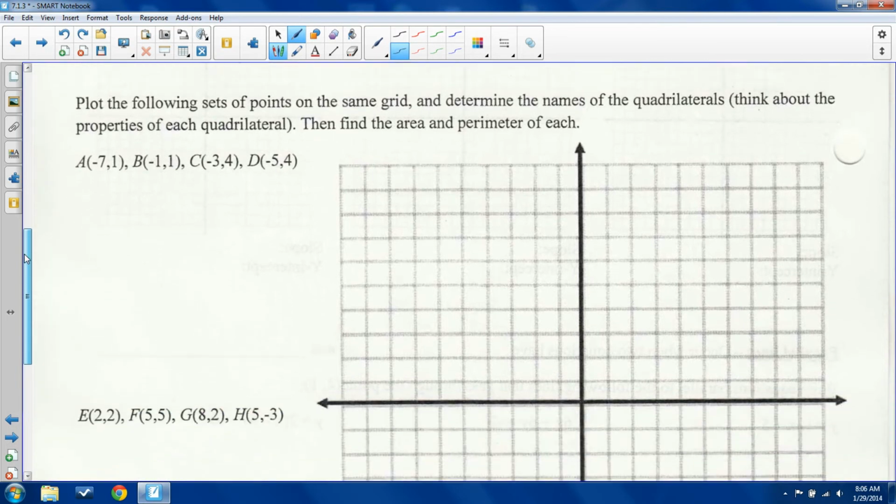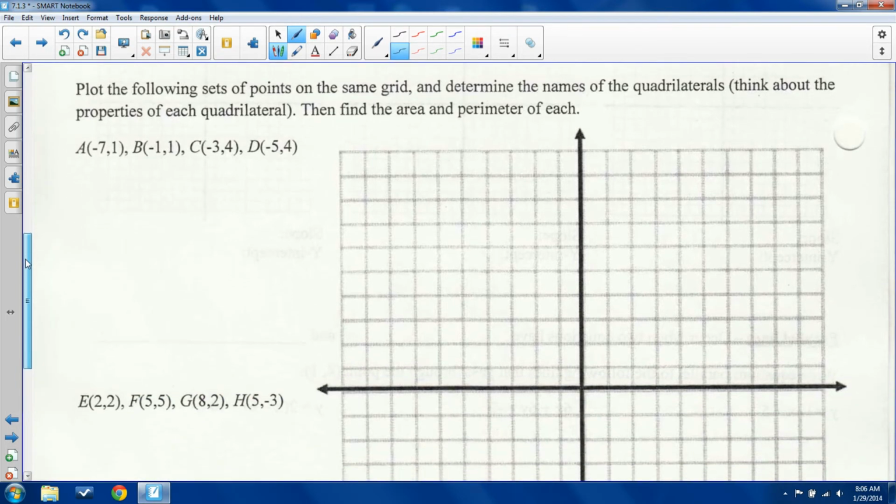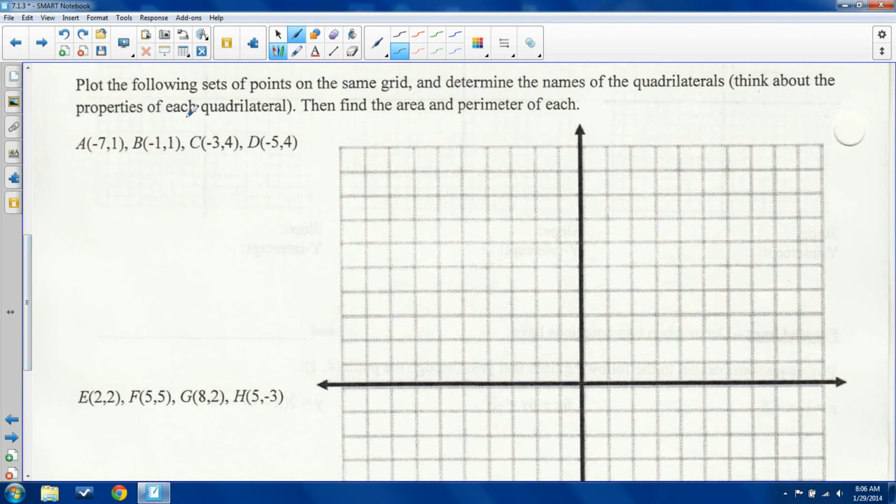Plot the following sets of points on the same grid and determine the names of the quadrilaterals. So we have to know the properties of these to know what kind of name it has. Then find the area and perimeter of each. I'm going to go ahead and use blue for the first one here. Let's plot these points down.